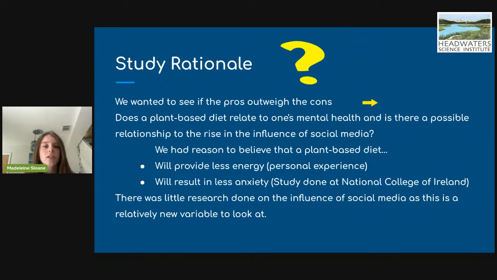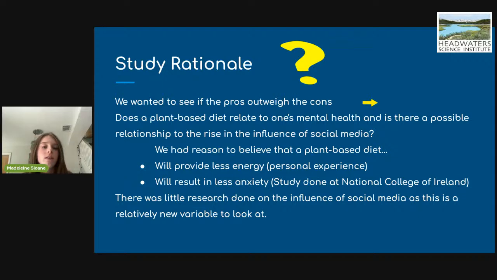So I wanted to see if the pros outweigh the cons, and if a plant-based diet relates to one's mental health, and if there is a possible relationship to the rise in the influence of social media, since especially the younger generation is always on TikTok. I don't think I know someone that doesn't have that app. And there are so many people on there sharing different recipes, like protein made only of vegetables. So I had reason to believe that a plant-based diet is partially related to social media.